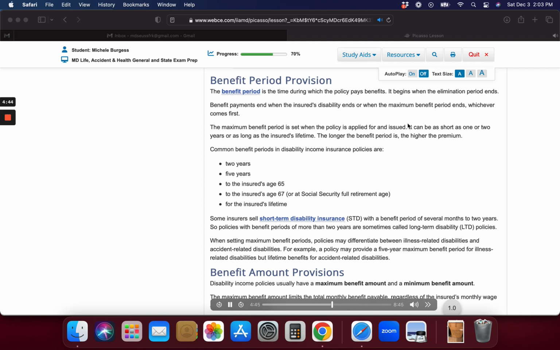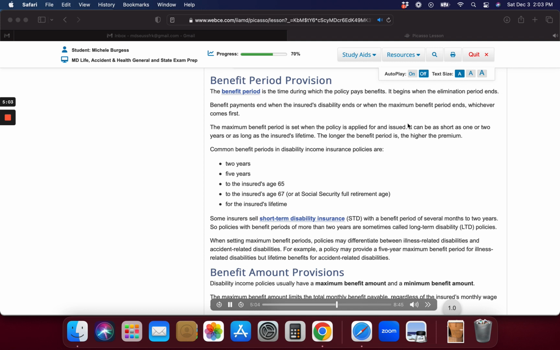An insured who earns up to $8,333 per month would qualify for a monthly benefit of the full 60% of earnings. However, someone who earns more would be limited to the $5,000 monthly benefit. $8,333 times 60% equals $5,000.